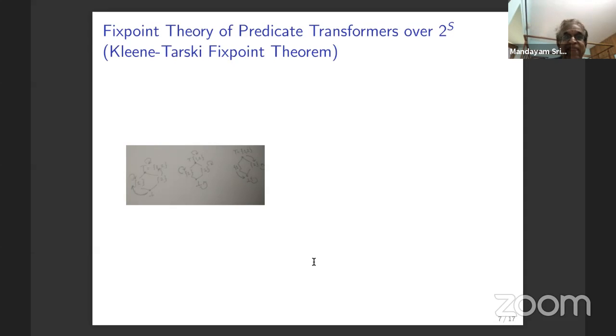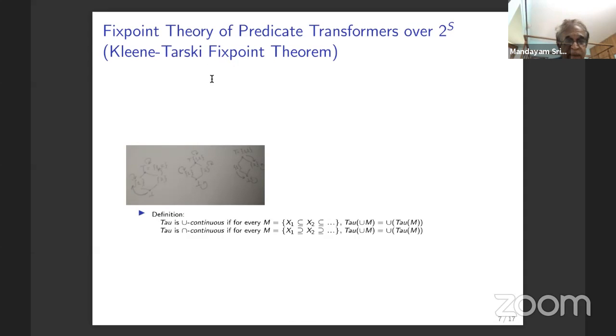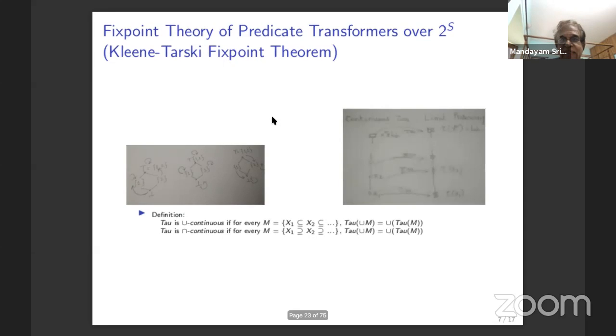So let's look at that theorem, which is sometimes attributed to Tarski, but some say it was actually fully formulated and proved in this version by the logician Kleene. And it depends on another property of tau being continuous.